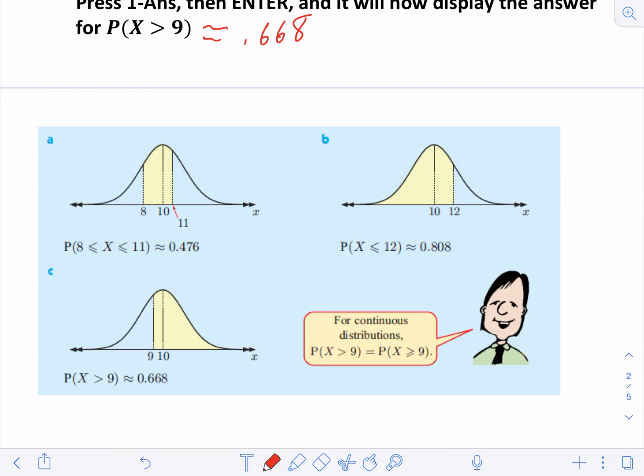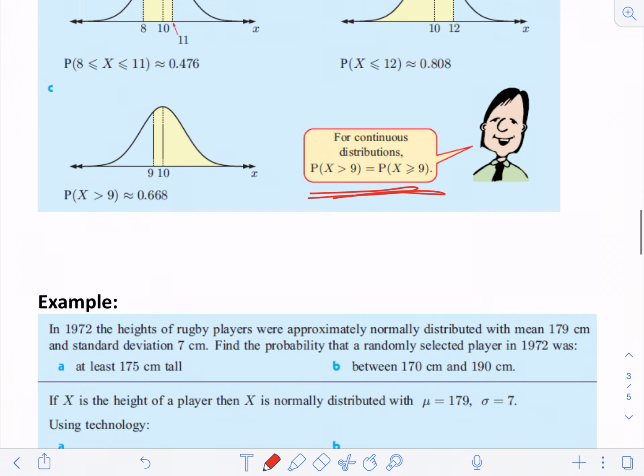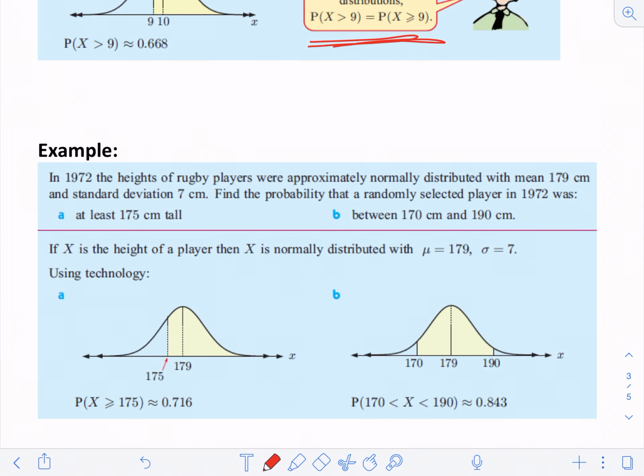And again, remember we said that less than 9 or greater than 9 or greater than or equal to 9 for a continuous distribution is going to be exactly the same. So that's how we do it on the calculator. There's another example here. You can kind of look through. I included that, but I won't go through the individual steps. But it's the same idea.